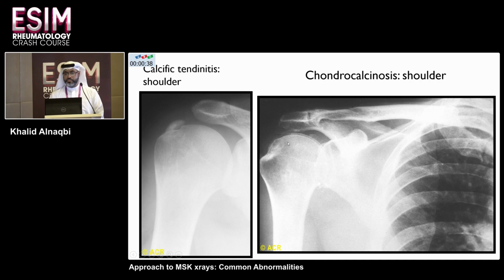Calcific tendonitis in the shoulder. You can see an X-ray, a beautiful X-ray of the shoulder, with calcification. And finally, another chondrocalcinosis, but here you can see the crescent sign. See here, beautiful. It's chondrocalcinosis. It's basically calcification in the chondrocytes, meaning in the cartilage. Oh, I'm done. I'm over time. So that's this.